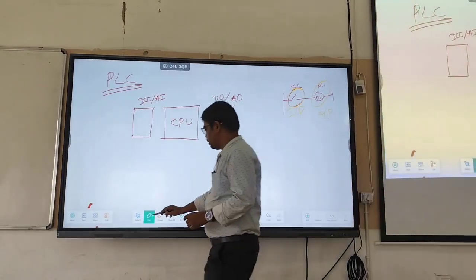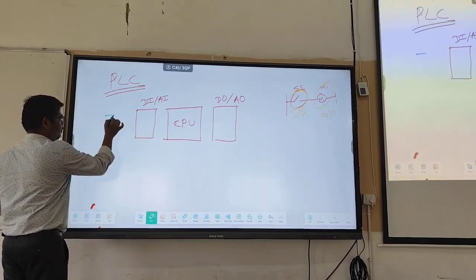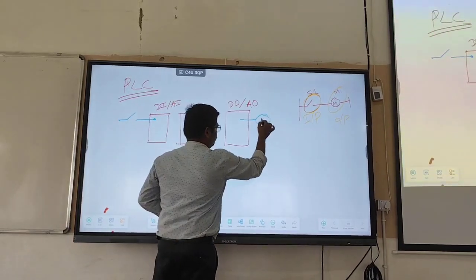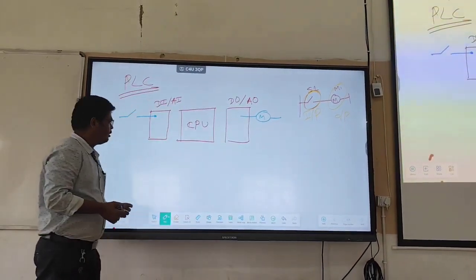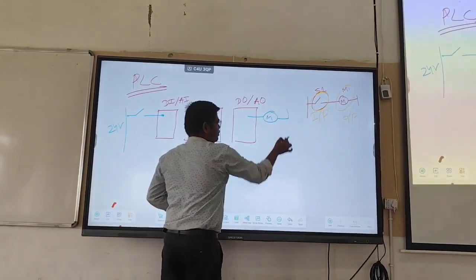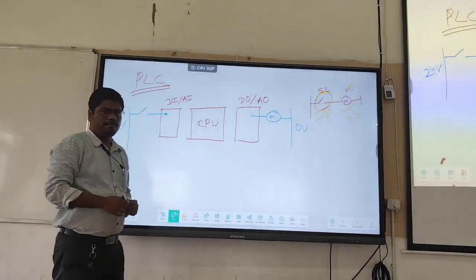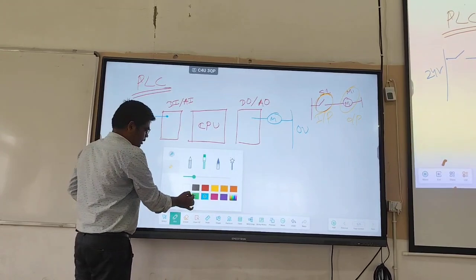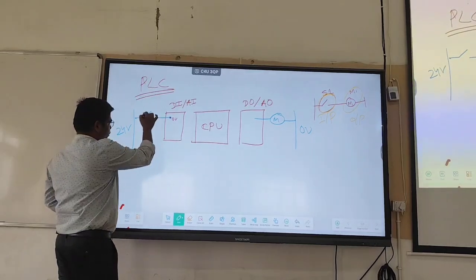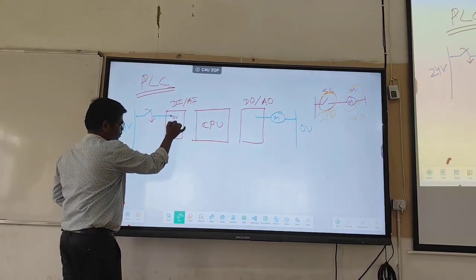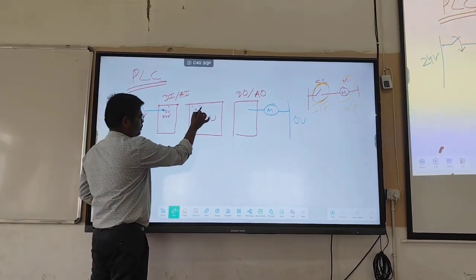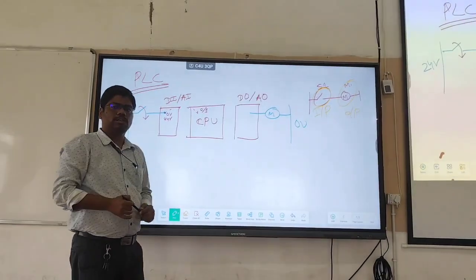Okay. So when we connect our input to the input side here, and we connect the output to the output side, what happens here? We give 24 volt supply to this side, and we give 0 volt supply to this side. Now what will happen? Initially, in this terminal we are getting 0, and when we switch on, we will get 24 here. So this 0 and 24 will be transferred to the CPU in the form of 0s and 1s.